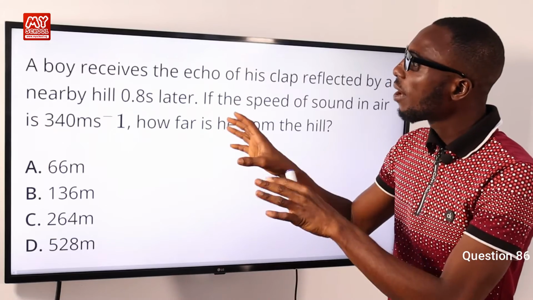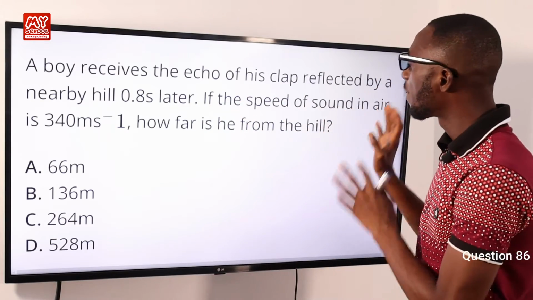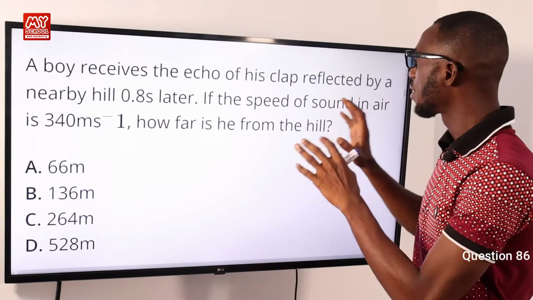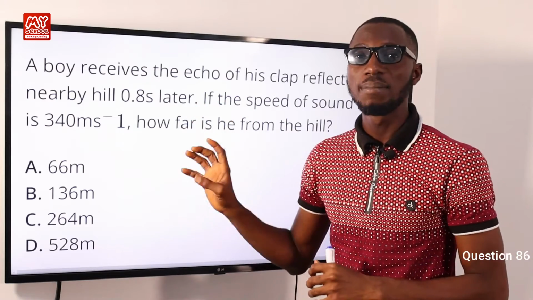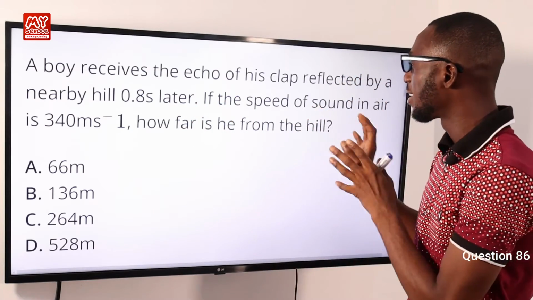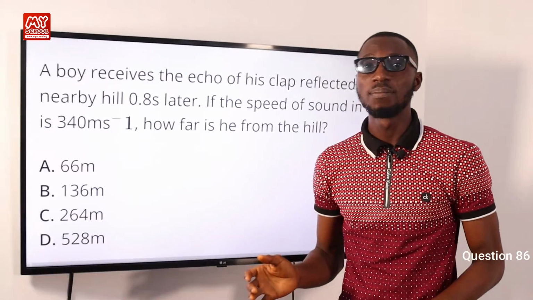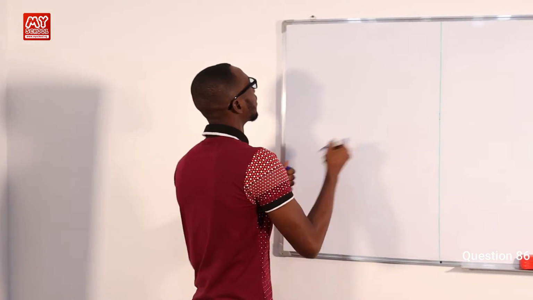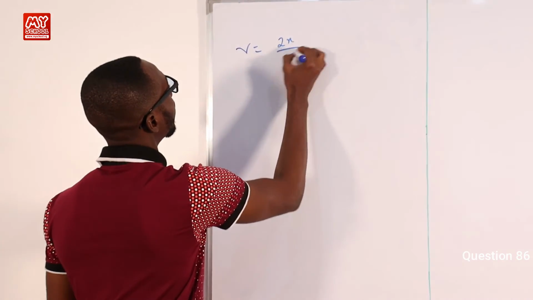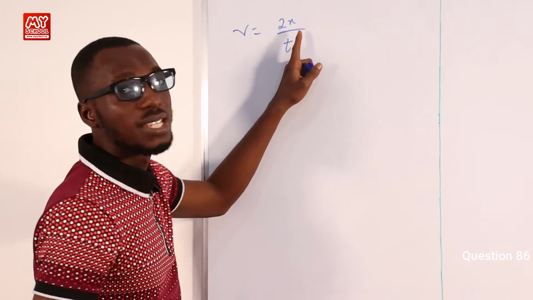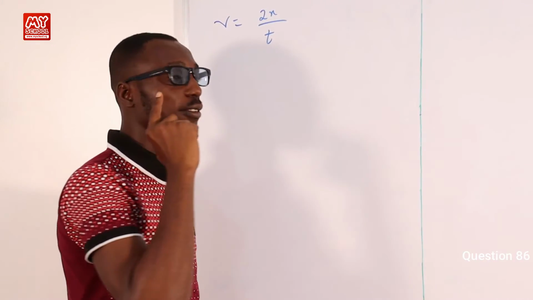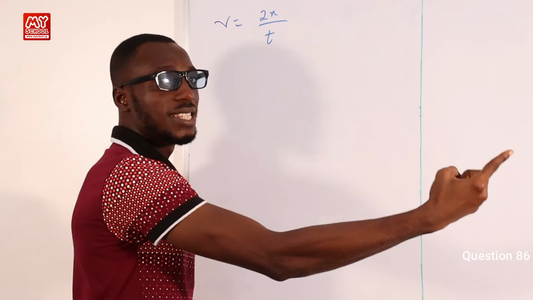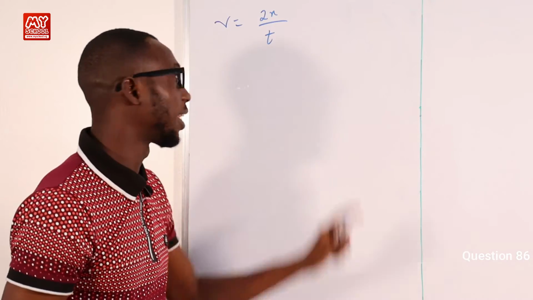86. A boy receives the echo of his clap reflected by a nearby hill 0.8 seconds later. If the speed of sound in air is 340 meters per second, how far is he from the hill? This is very simple. Recall that echo equals 2x over t. The reason why we have 2 of these x is because the distance from the clap hitting the hill then coming back to you. So distance to go, distance to come back, to and fro. That's why we have 2.